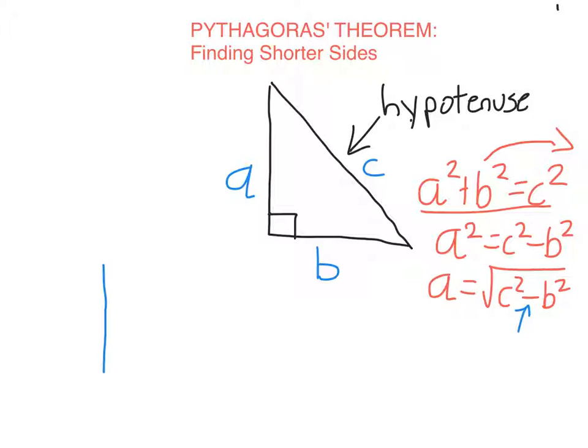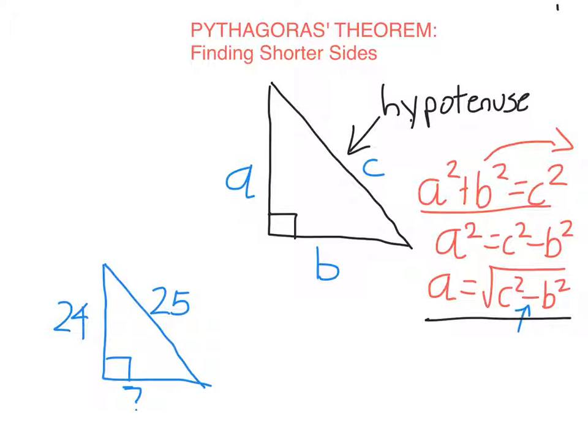So let's say I have this right-angled triangle here. Let's say that this side here is, say, 24. This side here, I don't know. And this side here is 25. So I want to find the length of the unknown side. Now, even though this formula here says A equals blah, blah, blah, it doesn't have to be A. It could be any letter. I can call the side I want to find X, Y, Z, whatever I want. So I'll just call it X here.